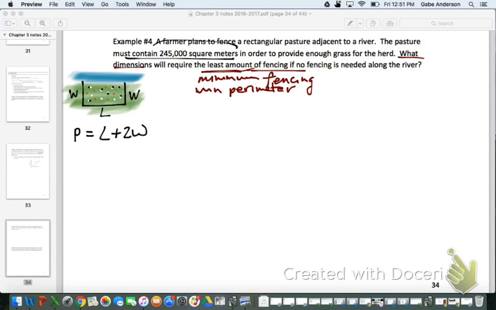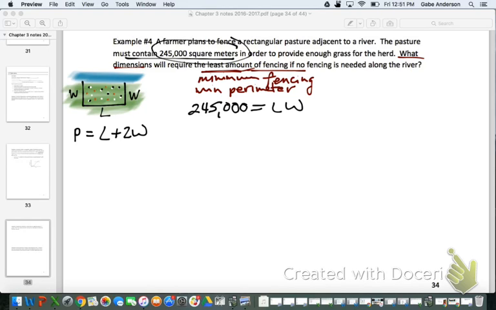What is that talking about? Area. So I'm going to go ahead and write an area equation too. I know that my area has to be 245,000, not more or less than that, but exactly that. According to the picture that Tyler set up for us, 245,000 would equal what? L times W. So then how could I use that to help me in my other equation? I could substitute, couldn't I?